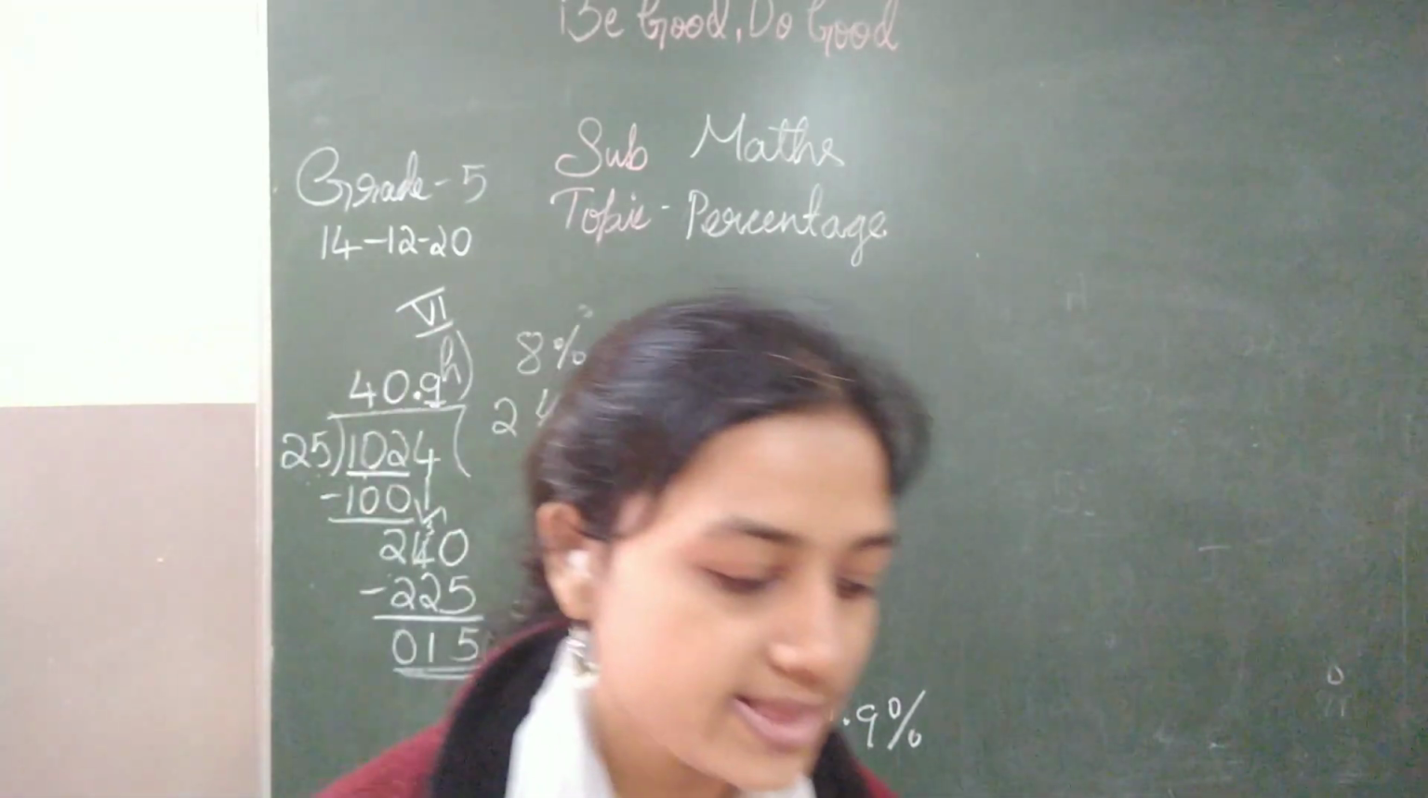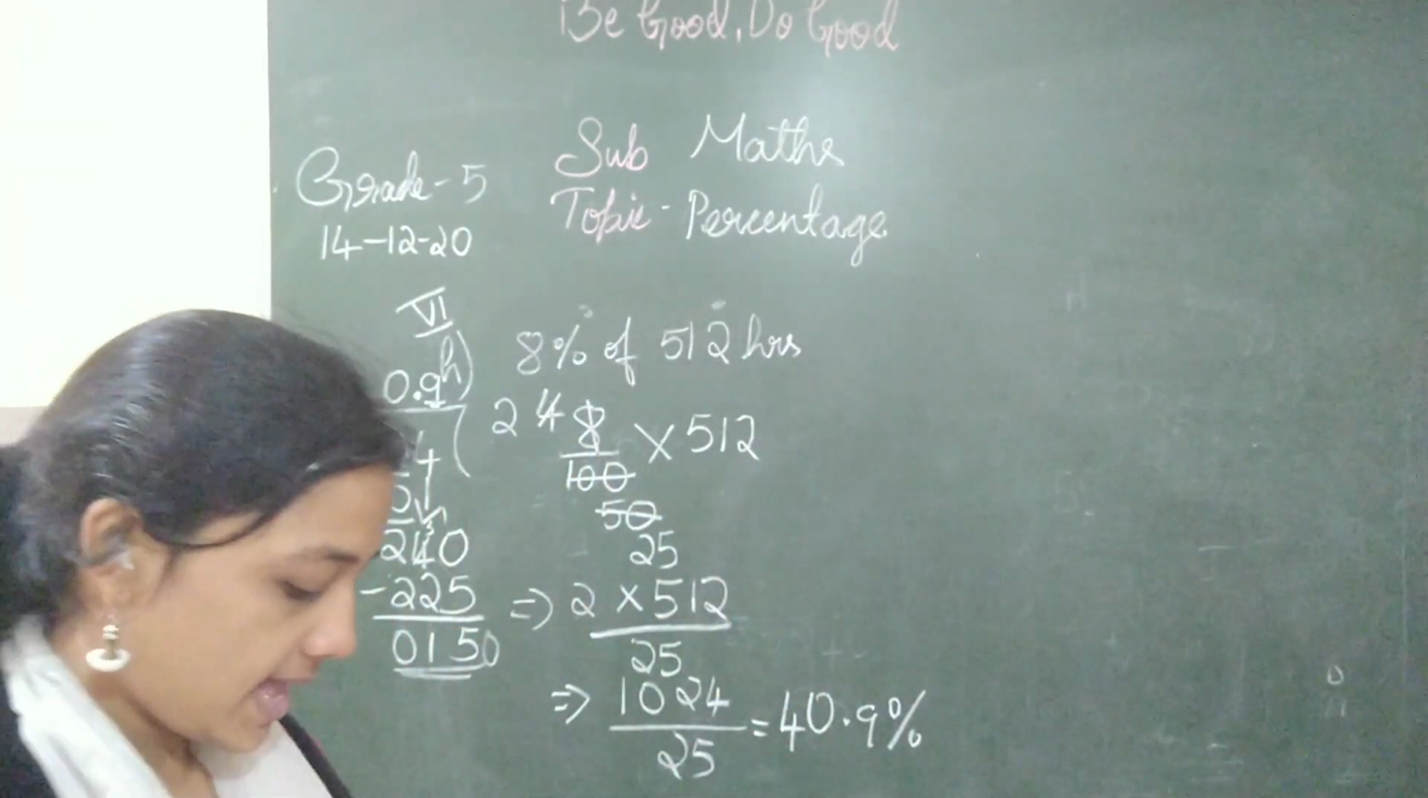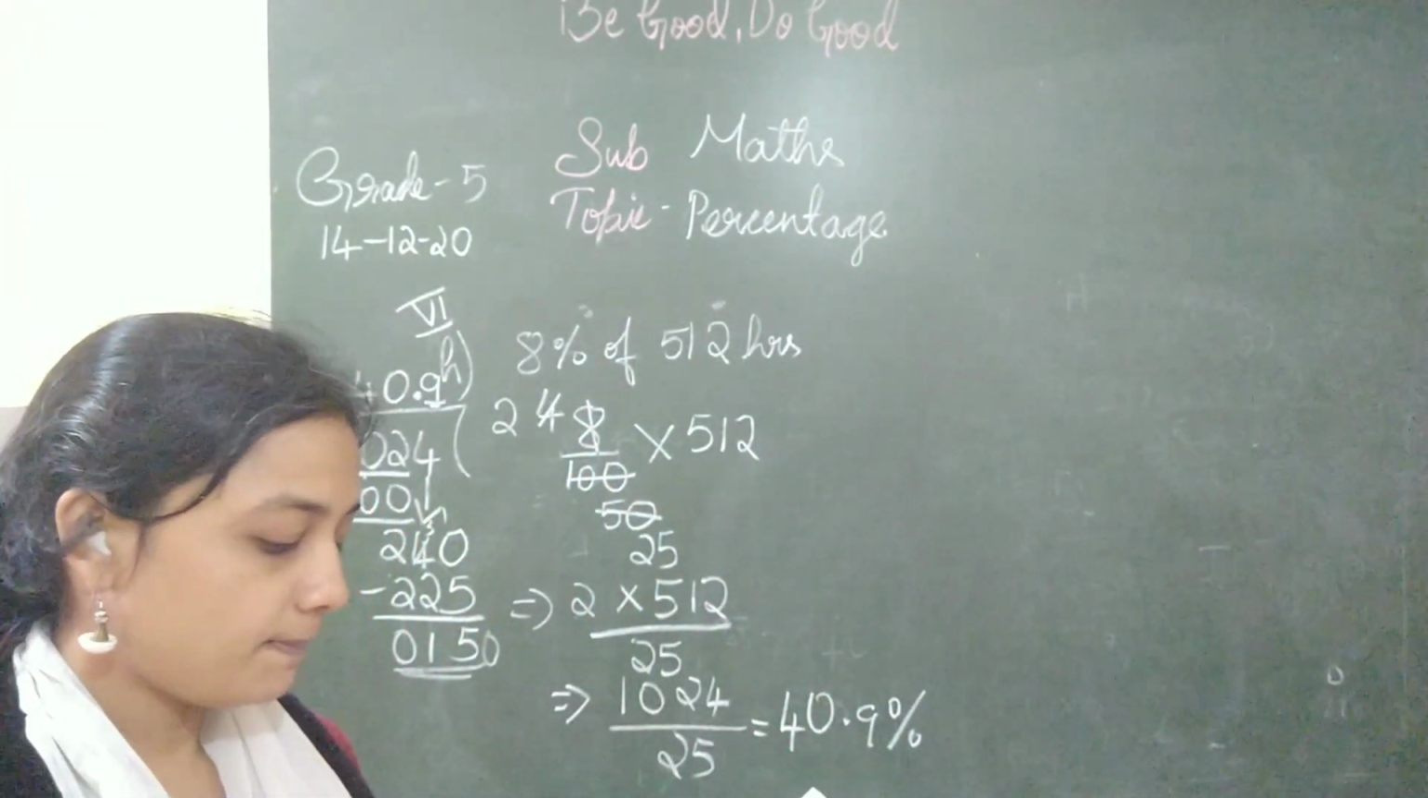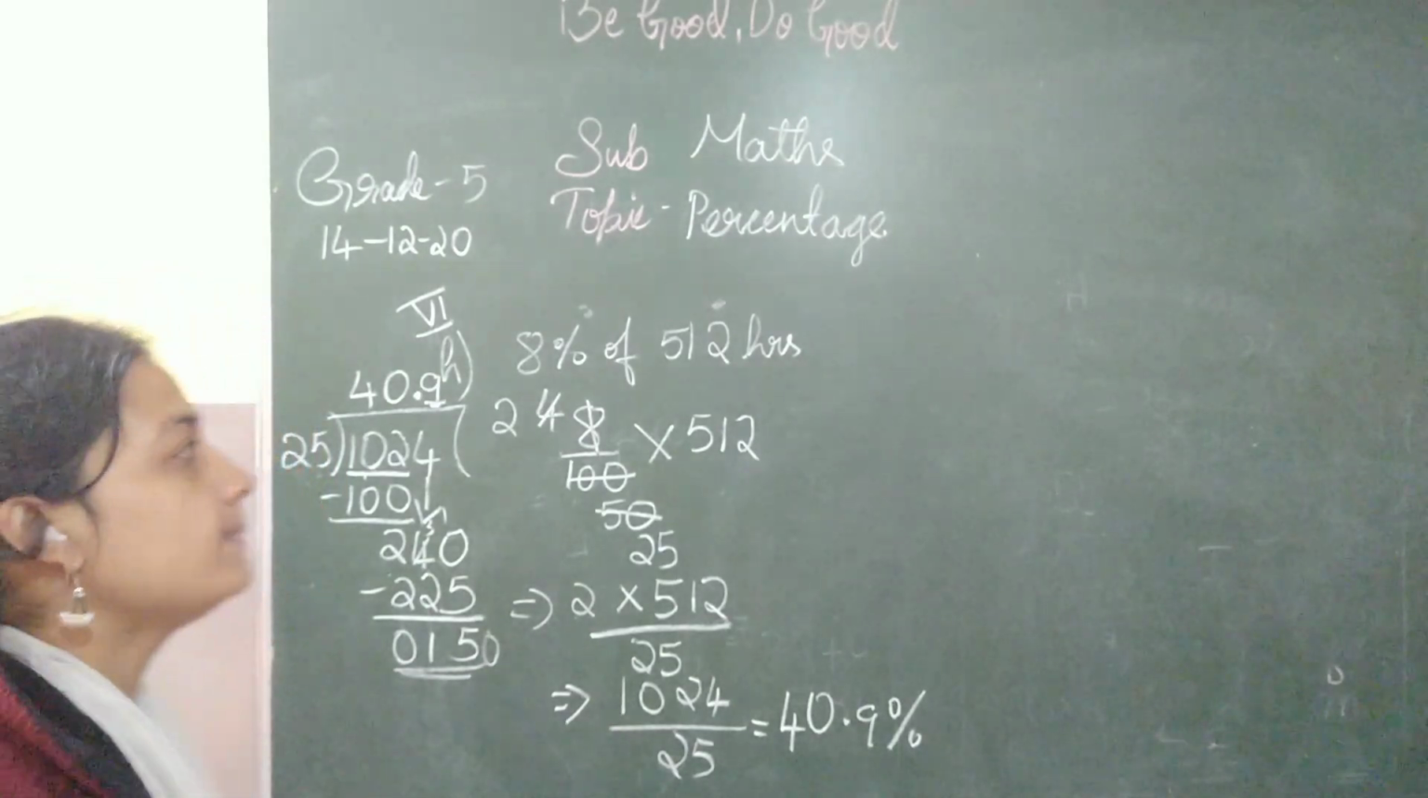Now let's go for the next main, that is the 7th main. Express the given quantity as a percentage.